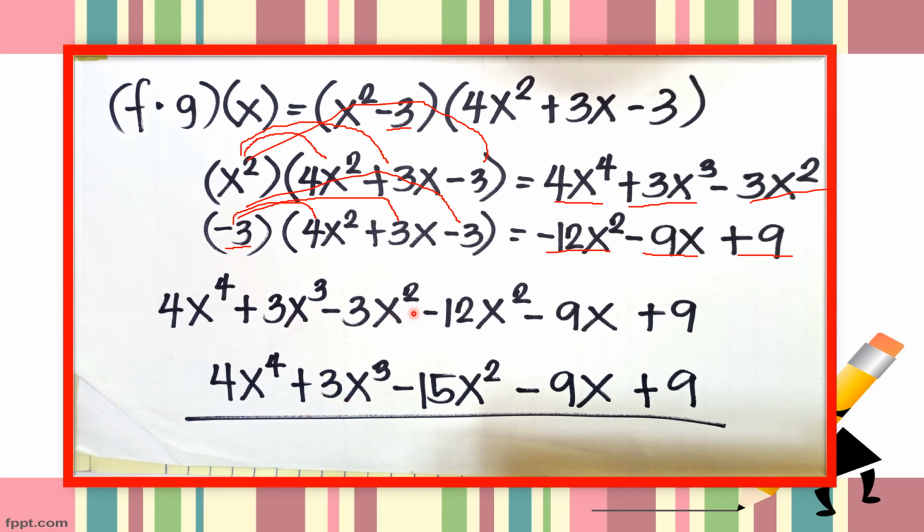Okay. So, in here, nung napansin ninyo, mayroon tayong dalawang term nga naka-exponent ng 2. So, we will combine them together. So, negative 3x squared minus 12x squared. So, that's why we got negative 15x squared. Ayan, next. Yung may x lang. Okay, so nag-iisa lang siya. That's why copy lang. And then, yung number lang. So, copy lang din. So, the final answer is 4x raised to 4 plus 3x cube, minus 15x squared minus 9x plus 9.